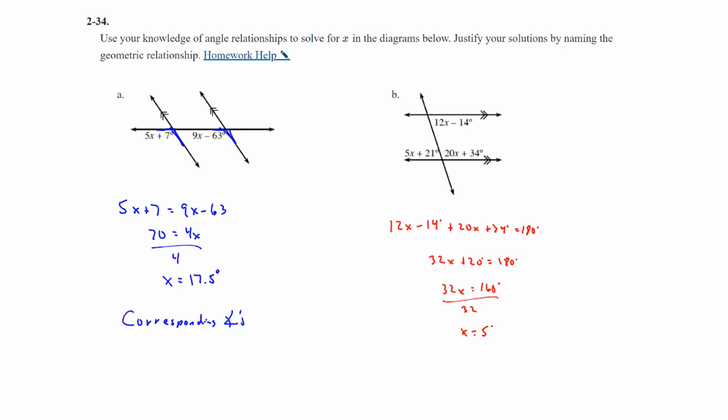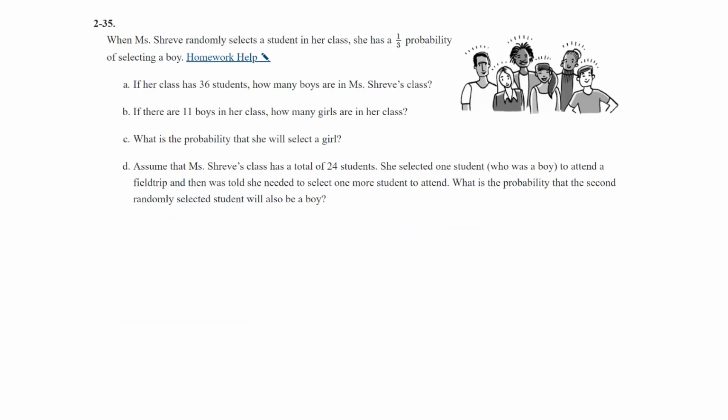We could have also done alternate interior angles, and those are congruent, so we could have said 12x minus 14 degrees is equal to 5x plus 21 degrees and solve that. Just to show you real quick, 7x is equal to 35, divided by 7, and we get 5 degrees. So a couple different ways we could look at that problem.